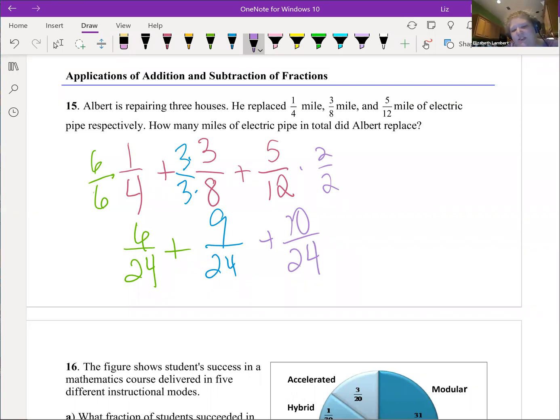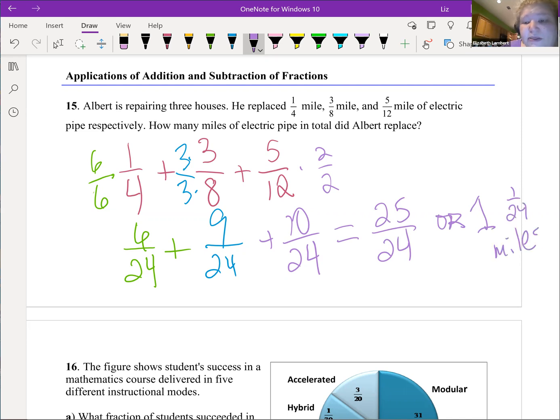So 6 and 9 is 15, and 10 more is 25. So he did 25 24ths, or 1 and 1/24 miles of pipe.